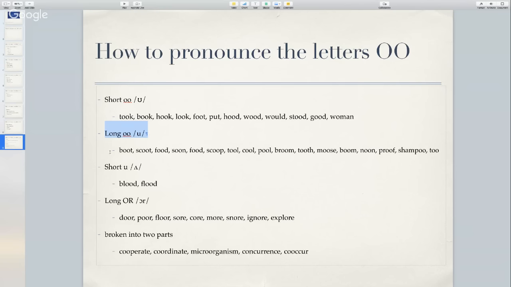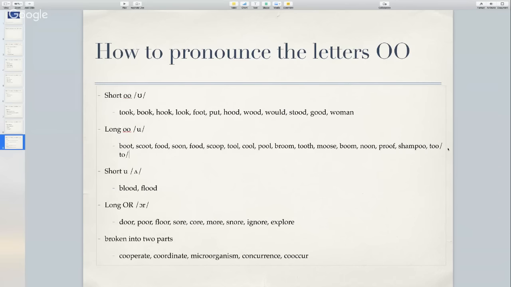Can I read them a little bit faster this time? Boot, scoot, food, soon, food, scoop, tool, cool, pool, broom, tooth, moose, boom, noon, proof, shampoo, two. Okay, and then just to add a few more words, two, too, stew, all pronounced the same way.